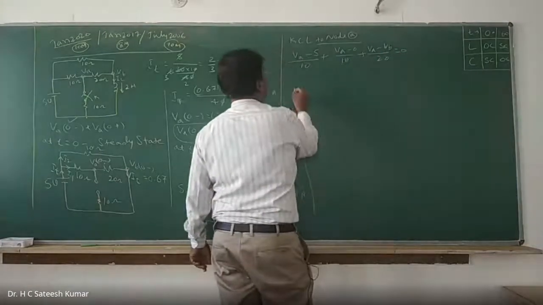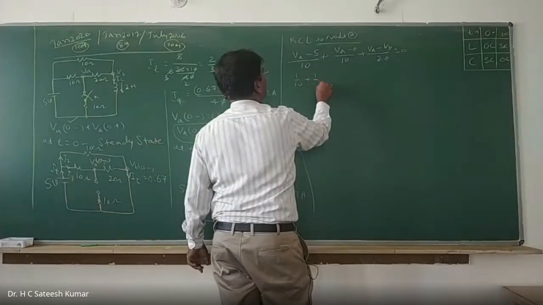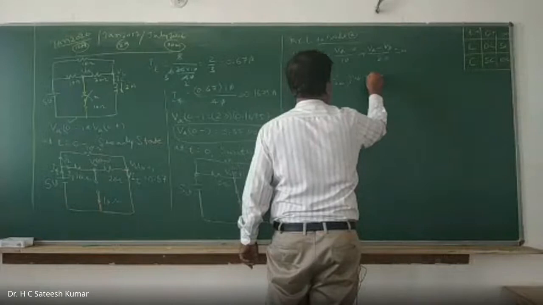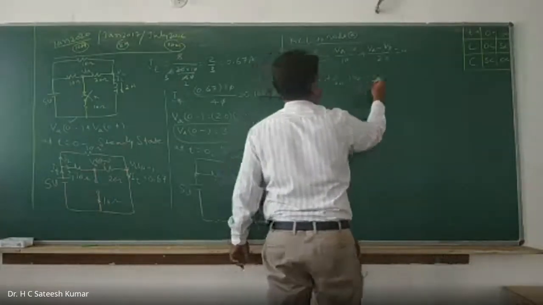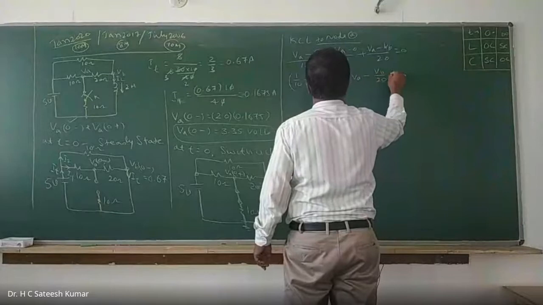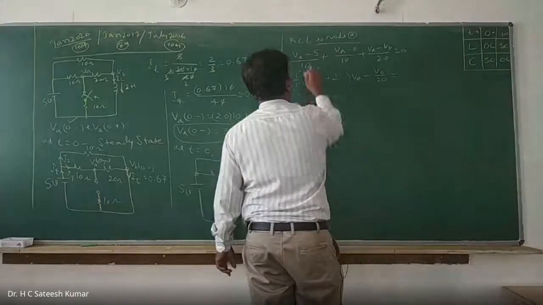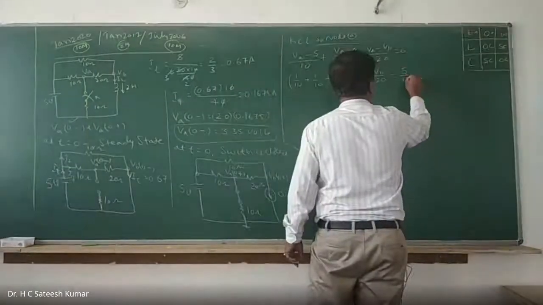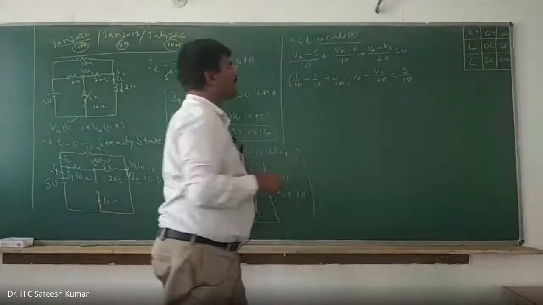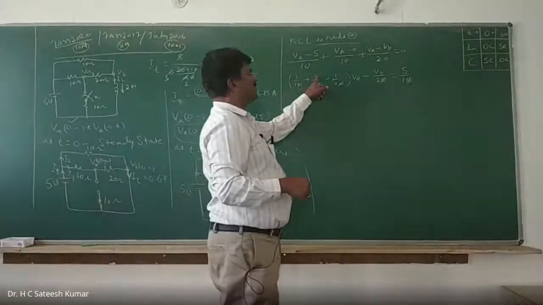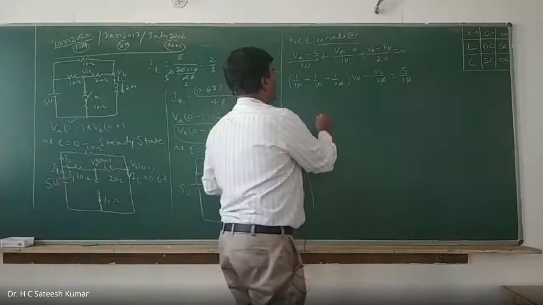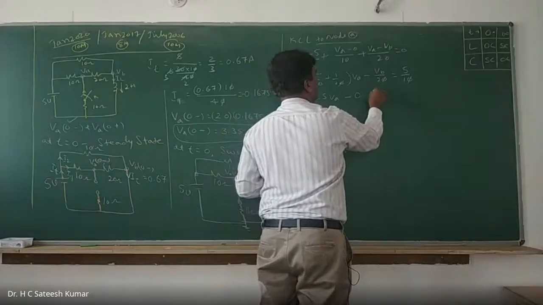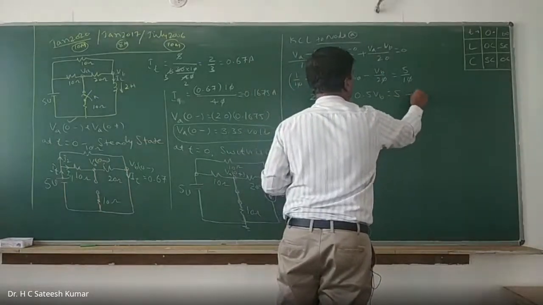Now you can write it as (1/10 plus 1/10 plus 1/20) into VA minus VB by 20 is equal to, transferring to the right hand side, 5 minus 5 by 10, which is nothing but 5 by 10. So what will you get? 1 plus 1 is 2, 2 plus half is 2.5. So 2.5 VA minus 0.5 VB is equal to 5. Call this equation number 1.